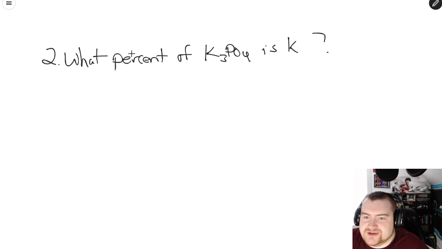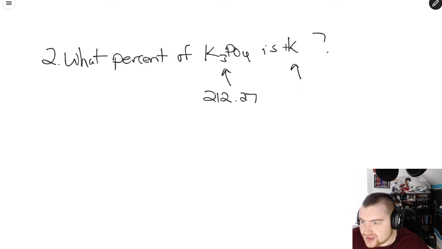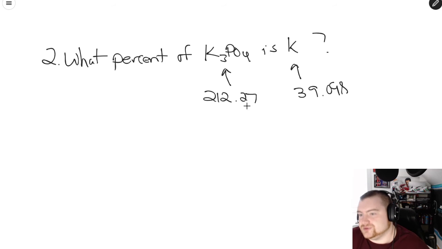Going to the second one, we have what percent of potassium phosphate is potassium? So to do this, you need to, again, start by finding the molar mass of potassium phosphate and potassium. So you would go into the periodic table, find potassium, phosphorus, and oxygen, add those together, remembering that if there's 4 oxygen, we have to multiply oxygen's number by 4. So the number for potassium phosphate is 212.27. And the number for potassium is 39.098. And this is all grams per mole. So once we get that, we can put it into our formula.